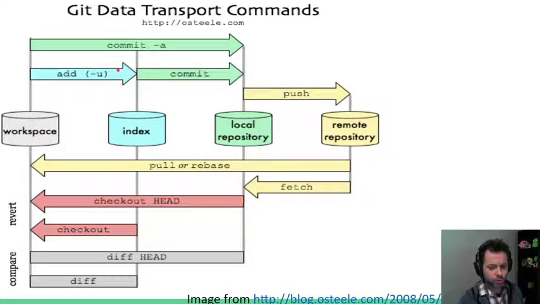Add -u only does tracked files. If you add a new file, this -u won't catch it. The dot will. You can do add -a to stage everything. For us, git add dot has been fine so far. But git add -u, git commit, and then your repository gets updated. Push then goes to the remote.